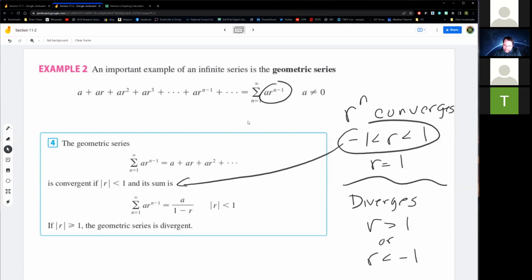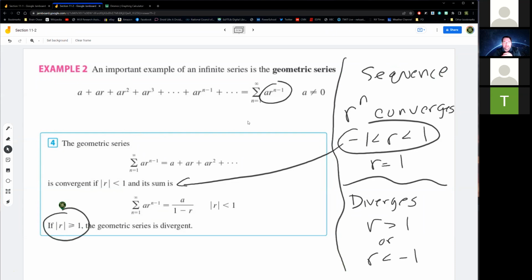So that was our rule for the sequence. The only change is that it diverges at 1 as well, because an infinite number of 1s would still equal infinity. If I have a geometric series, the rule, and if you look in the book at example number 2, it actually goes through and proves this rule to you. I knew I wasn't going to have time to go through and do the whole process out. But basically, that's the rule.